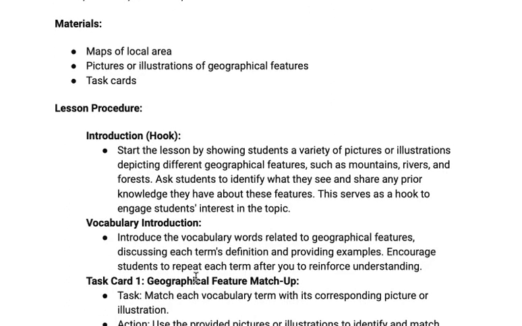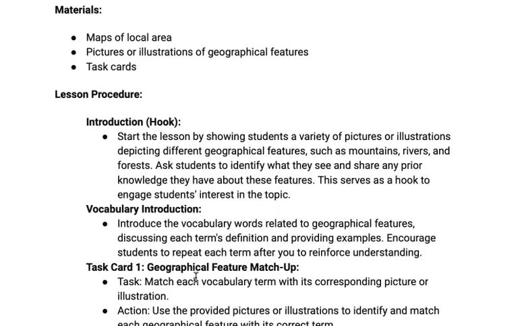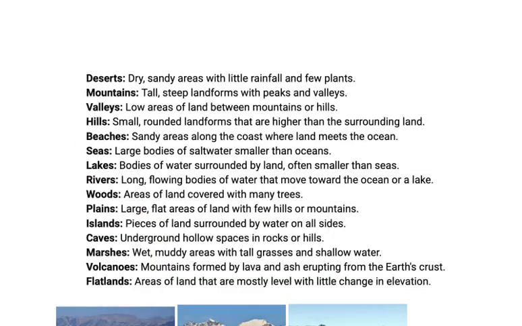And for the vocabulary introduction, we will introduce the vocabulary words related to geographical features, discussing each term's definition and providing examples. We will encourage students to repeat each term after us to reinforce understanding. And here we can see the vocabulary and the definitions.